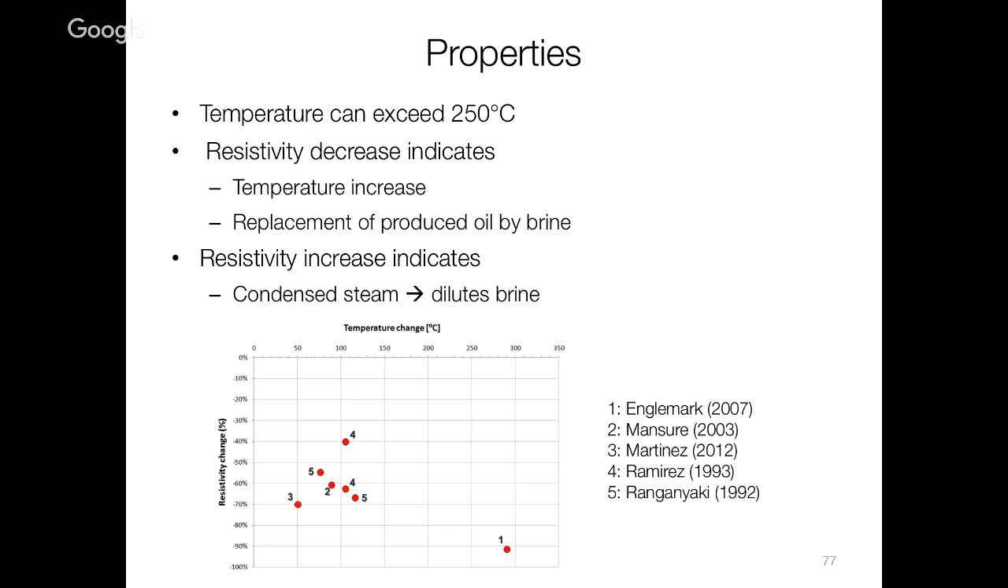And these are independent studies that have been done. If you look, let's say, at Ramirez in 1993, his data says that at a 100 degree change in temperature, you get anywhere from 40 to 60% reduction in the resistivity. So this is 40% here, and this is 70% here. So between 50 and 150 degrees increase in temperature, you get about a 50% reduction. That's kind of what you're looking for.